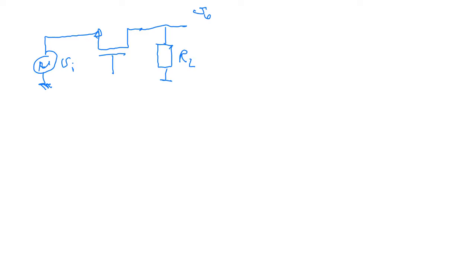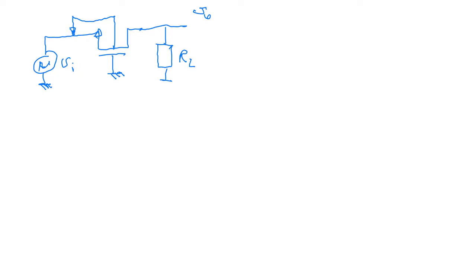Okay, this is input, which is connected to the source of the transistor, and here this is RL, and the gate is connected to ground, and the bulk, okay, in this case we are connecting it also to the source.